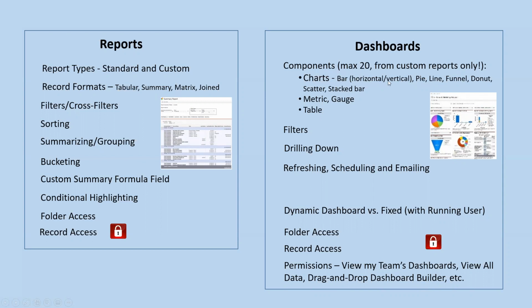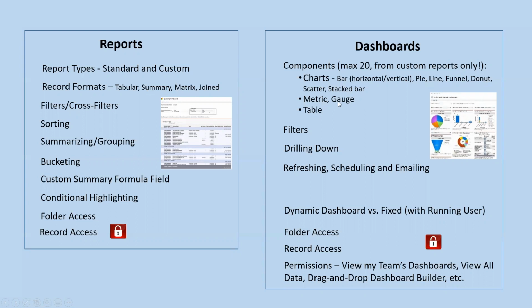We're not looking for a bar for every data point. We're looking for a bar for groups of records. Same thing with pie charts or line charts or funnels or donuts or scatter charts or stacked bar charts. We would need the report to be either a summary report or a matrix report in order to be able to add a chart to the dashboard.